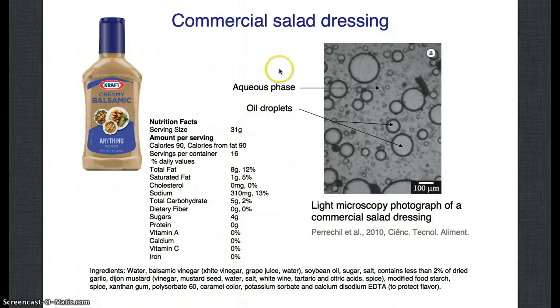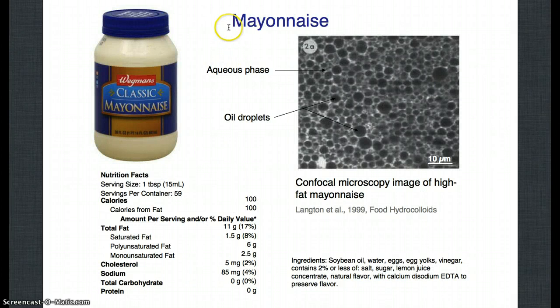We also have commercial salad dressing, so Italian dressing as an example. When we zoom in on this, we've got an aqueous phase, so water, and oil droplets. Now we have mayonnaise. From the human eye, it looks also uniform, very white, continuous, but when we zoom in, it looks like this, oil droplets suspended in an aqueous phase. Now I'm going to be moving on.